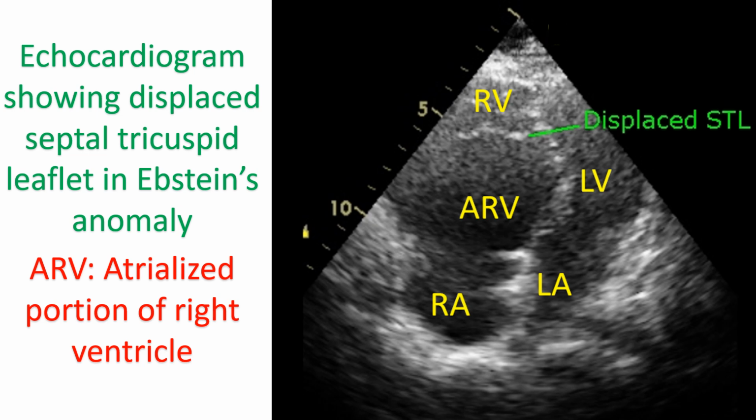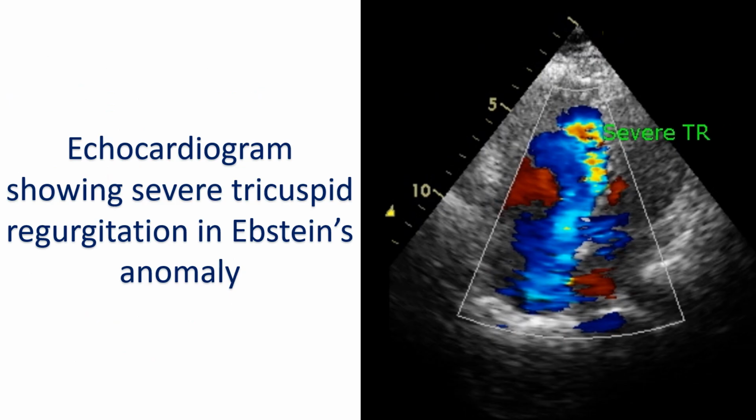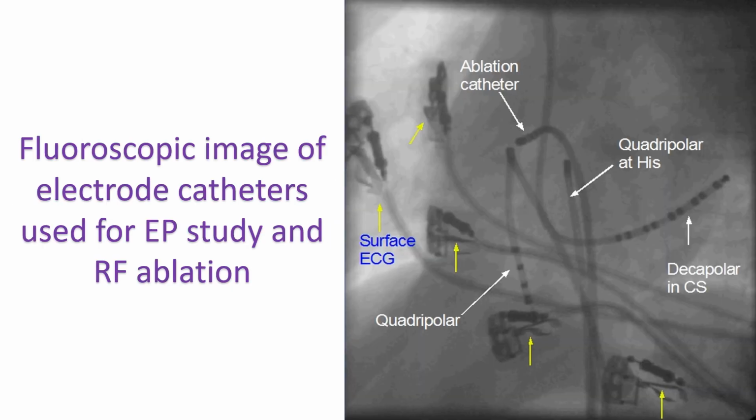This echocardiogram in Ebstein's anomaly shows the gross distal displacement of the septal tricuspid leaflet and the atrialized portion of the right ventricle. This color Doppler echocardiogram shows severe tricuspid regurgitation as a bluish mosaic jet from right ventricle to right atrium. Those with recurrent supraventricular tachycardia may need electrophysiology study using intracardiac electrodes.